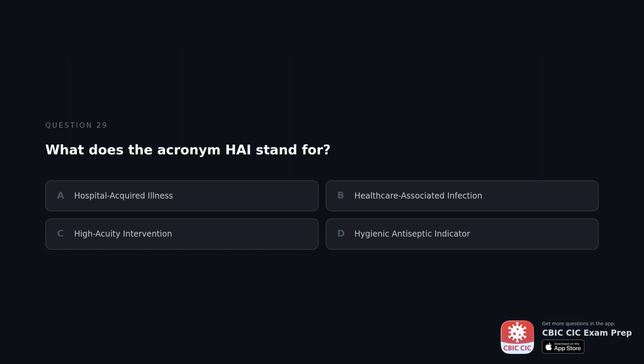What does the acronym HAI stand for? A. Hospital-acquired illness. B. Healthcare-associated infection. C. High-acuity intervention. D. Hygienic antiseptic indicator.